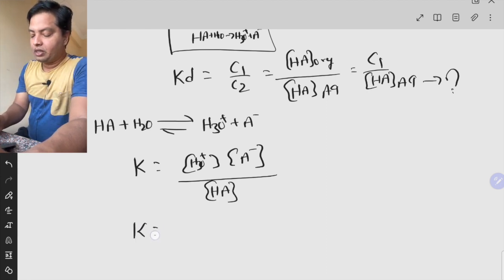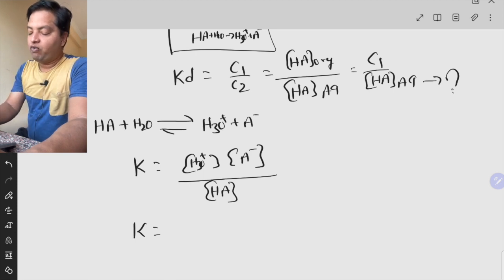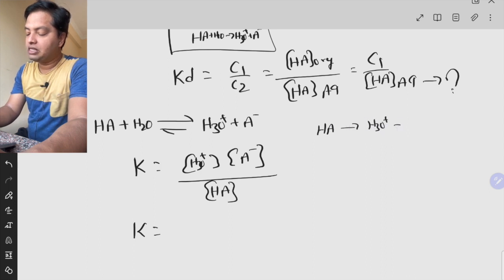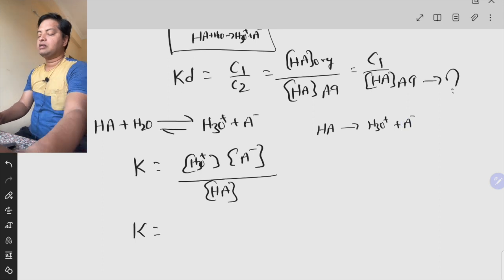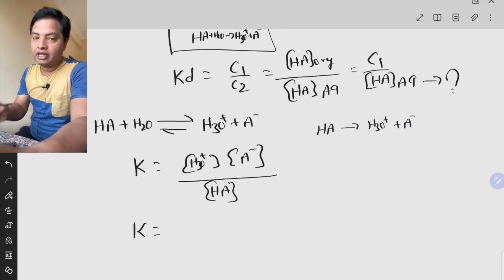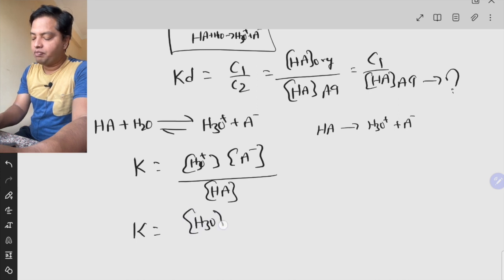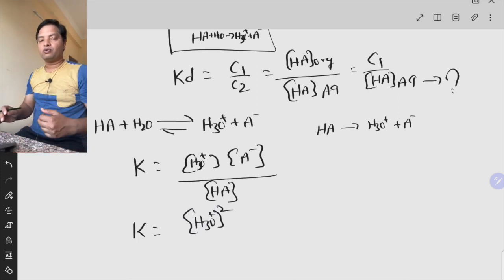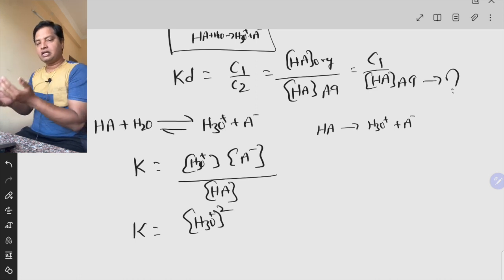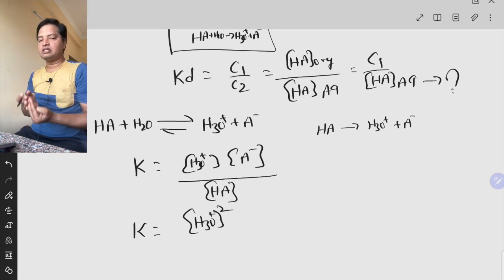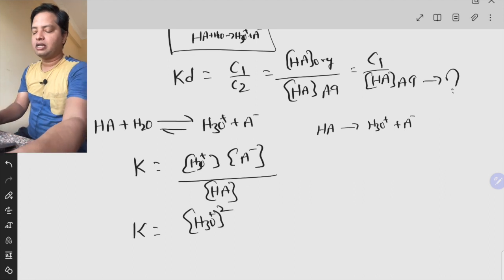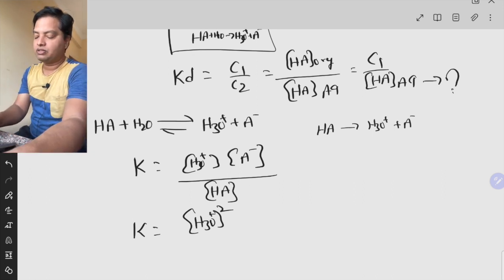Next equation is, see here, if one molecule of HA is dissociating, it is dissociating into one molecule of H3O plus and one molecule of A minus. So, the concentration of H3O plus and A minus are same. In that case, I will take H3O plus square. Why am I taking square? Because concentration of H3O plus and A minus are same. You can take A minus square or H3O plus square. I am taking it, for convenience, as H3O plus square.